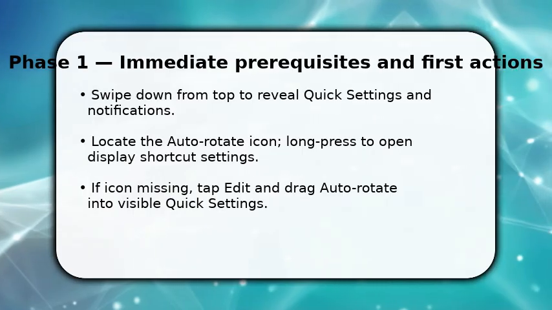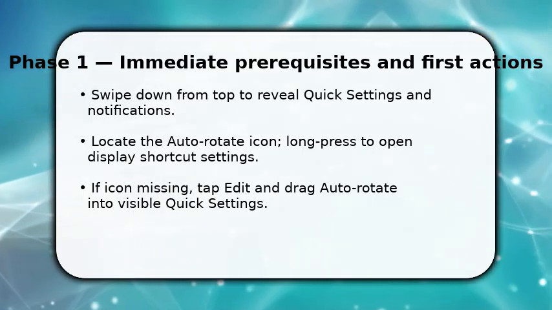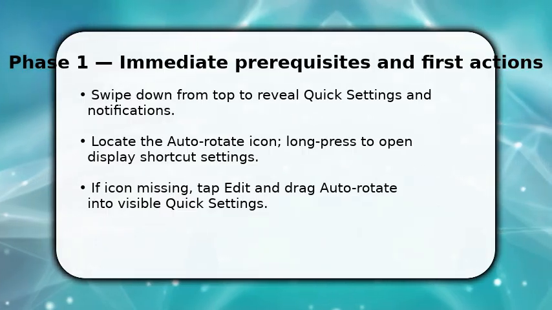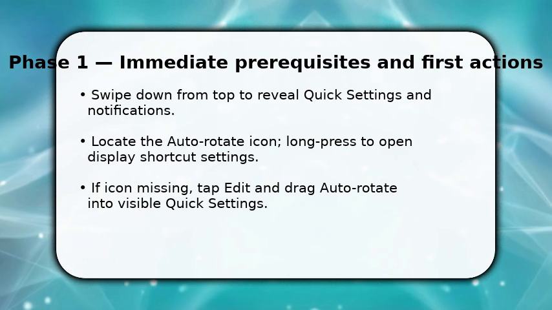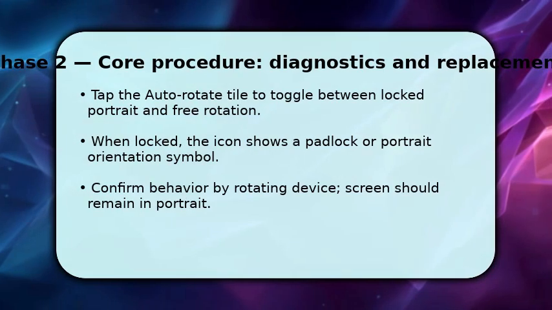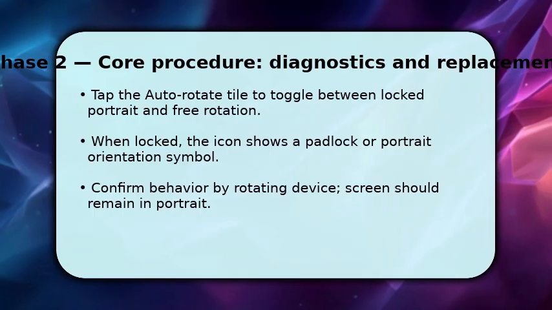You're doing this to control how apps render content. Enabling the tile gives instant access without digging through settings each time. Once the Auto Rotate tile is visible, tap it to set a portrait orientation lock. You'll see the icon change to a padlock or portrait symbol indicating lock.